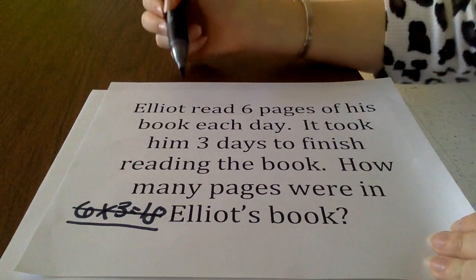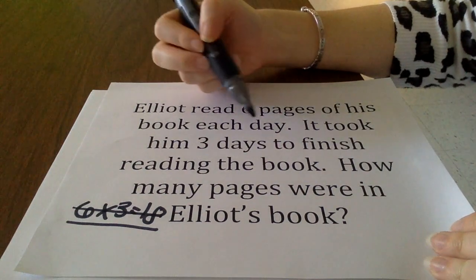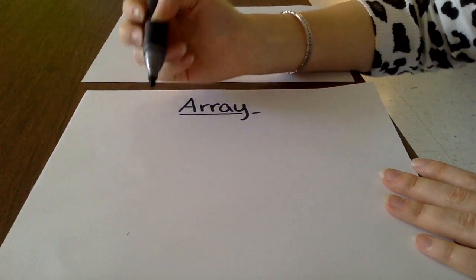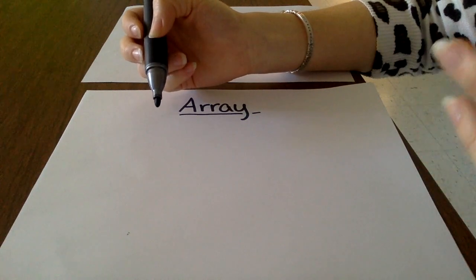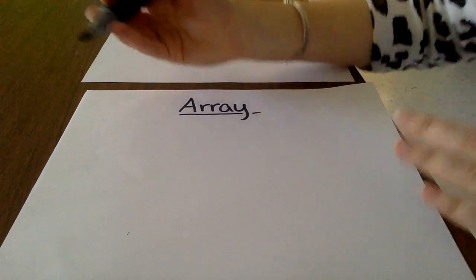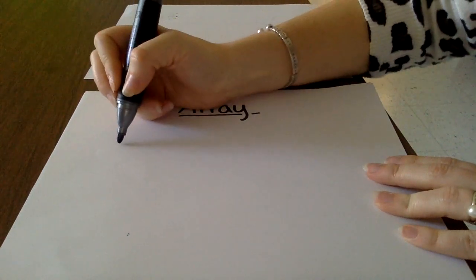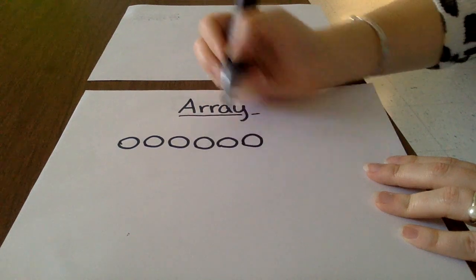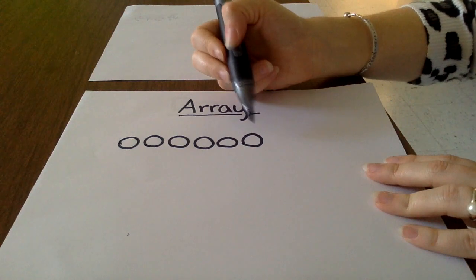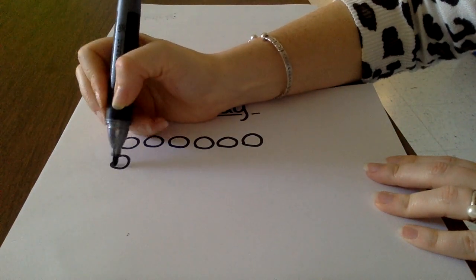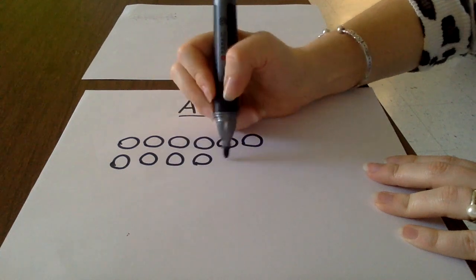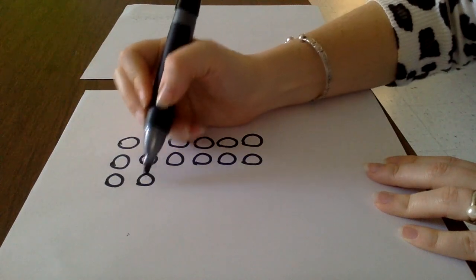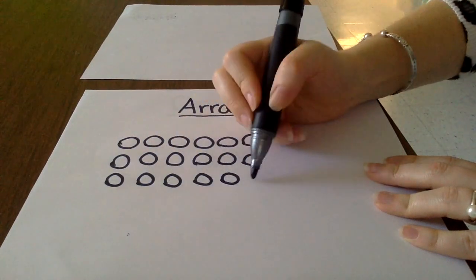Since this story is Elliot read 6 pages of his book each day, and it took him 3 days to finish reading the book, the way that I can show this in an array would be a picture representation that shows 3 groups with 6 in each group. So this would be how I would represent day 1. It would look like 1, 2, 3, 4, 5, 6. That represents the 6 pages he read on day 1. Then I could represent day 2 as 1, 2, 3, 4, 5, 6. Those are the 6 pages he read on day 2. Then day 3 would be 1, 2, 3, 4, 5, 6.